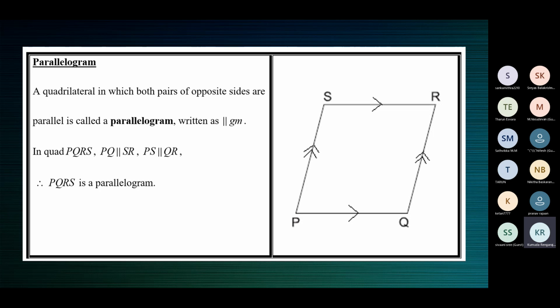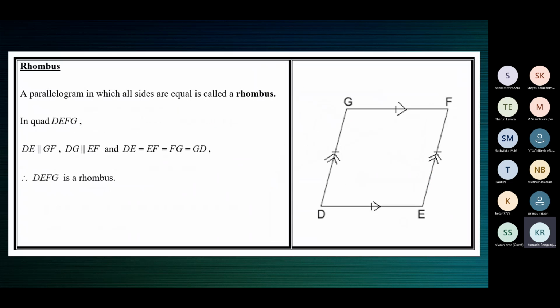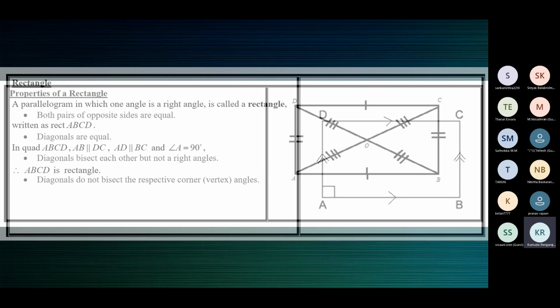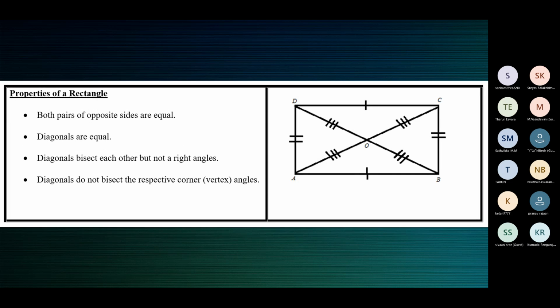So again, the diagonal PR does not bisect angle P, does not bisect angle R. Diagonal QS does not bisect angle Q, does not bisect angle S. So in a parallelogram, the diagonals do not bisect the corner angles. In a rhombus, the diagonals bisect the corner angles. In a rectangle, diagonals do not bisect the corner angles.